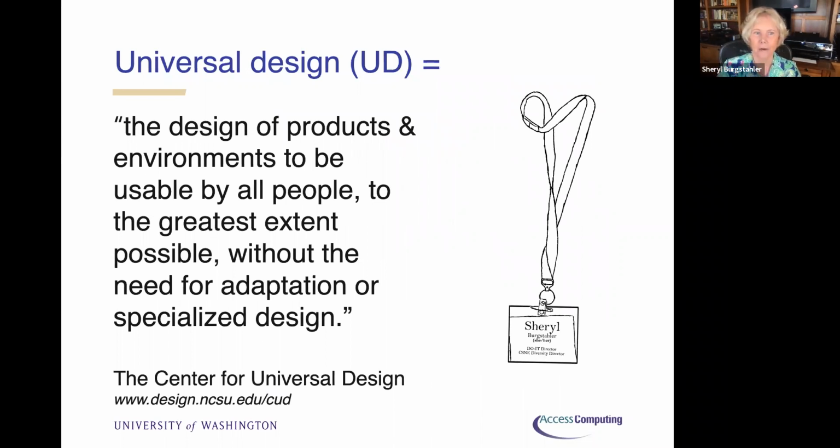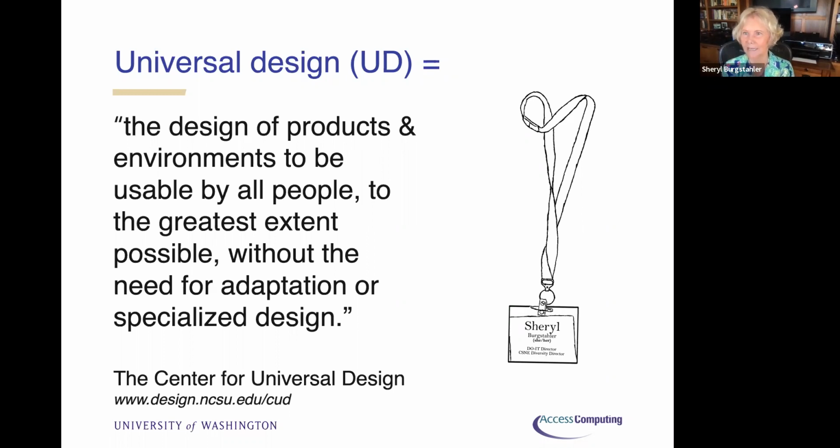So we're going to talk today about the framework of universal design, which is simply the design of products and environments to be usable by all people to the greatest extent possible without the need for adaptation or specialized design. This was created by the Center for Universal Design years ago, last century. So it's been around a long time and has guidelines and principles that go with it.